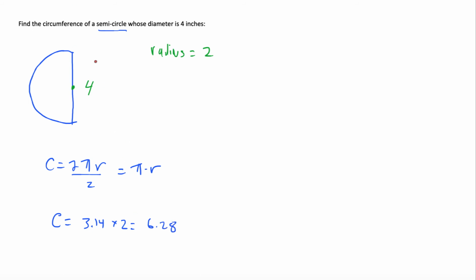Now, once again, be very careful about this. That is the distance from here to here, but we actually need to add this here. So the total circumference is going to be the 4 inches, which is the diameter, the distance from top to bottom. You can imagine if you walk or draw this path here, plus that 6.28. So the total then should be 10.28 inches.